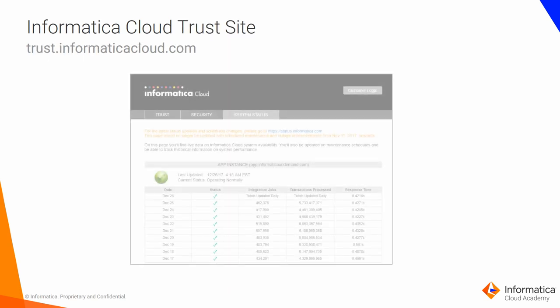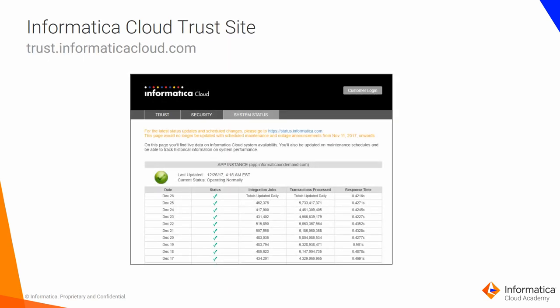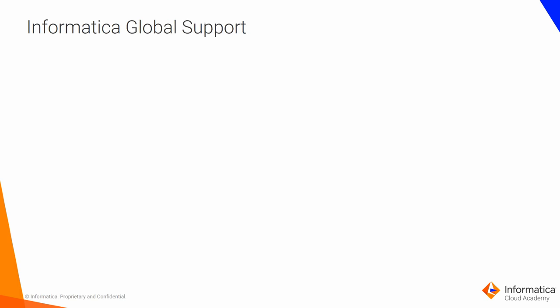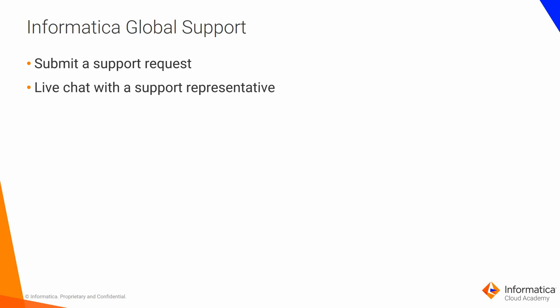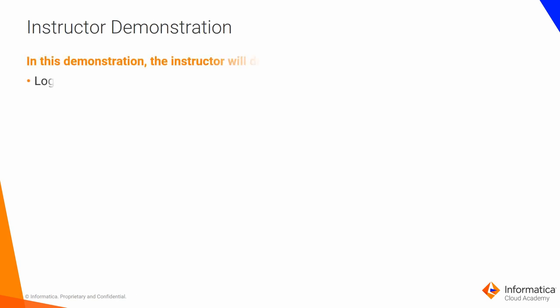The Informatica Cloud Trust site can be accessed by this URL. As I mentioned, the Trust site shows you real-time status of our servers. Another nice thing about this site is that you can actually see the number of jobs that have run. You can also contact Informatica Global Support by opening a support ticket from the sidebar of the application. Enterprise customers will also have access to live chat.